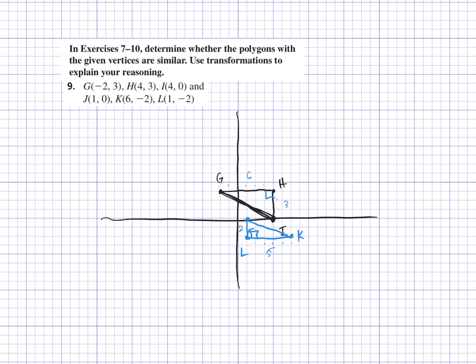What about the slope from I to G? So it goes down 1, 2, 3 and over 1, 2, 3, 4, 5, 6. So negative 3 over 6. What about I to K? Is down 2 and over 5. So negative 2 fifths. So the slopes are definitely not the same.